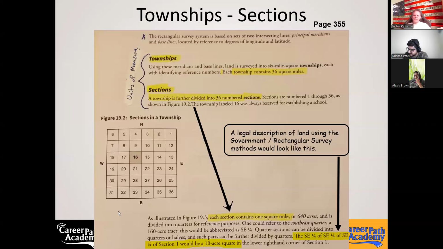Now, a description of land here would read like this. The SE quarter of the SE quarter of the SE quarter of section 1 would be 10 acres square. Okay, if you see a legal description of land that reads like that, the SE quarter of the SE quarter of the SE quarter is 10 acres in size, well, that's using the government or rectangular survey. And I'll show you what that means in just a moment.